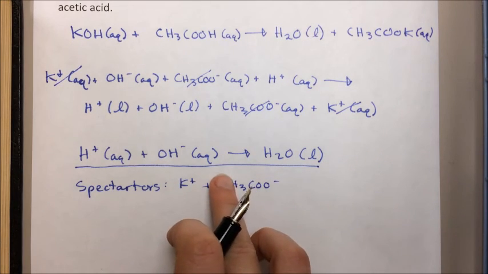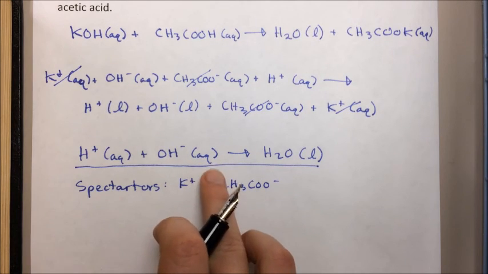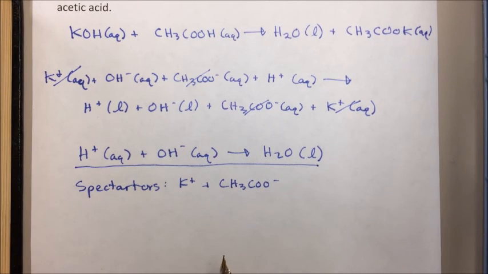Now it's good to note that the production of water is always the net ionic equation of a neutralization reaction. Similarly, for a precipitation, the net ionic equation will always be the formation of the precipitate.